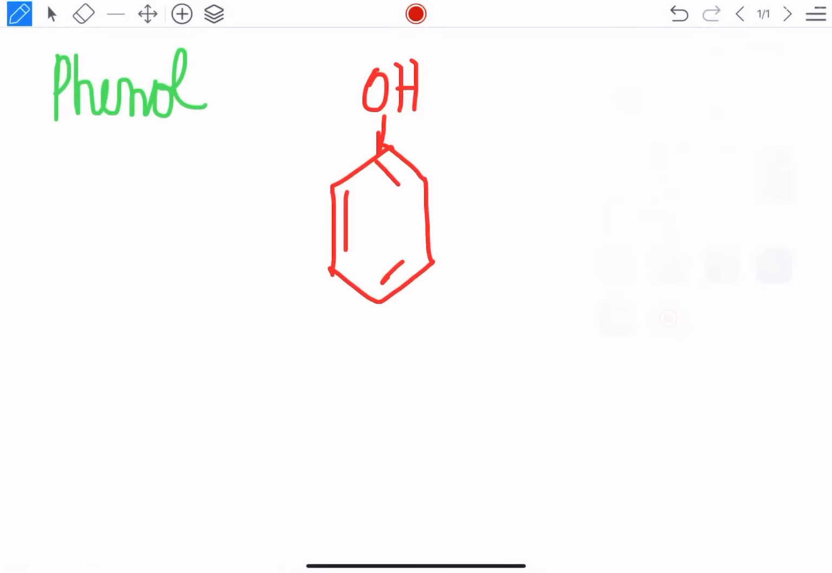Today, we are going to discuss the methods of preparation of phenol. This is a part of your chapter on alcohols, phenols, and ethers, unit number 11, class 12 chemistry.